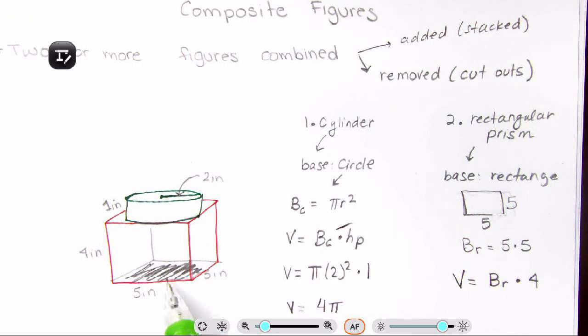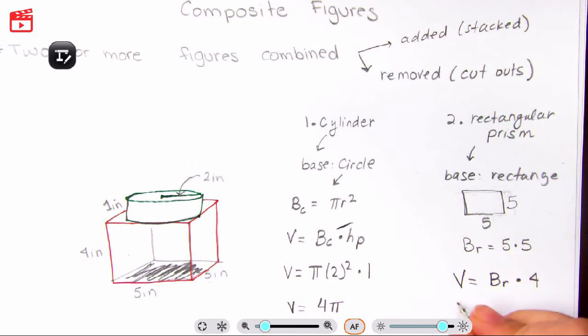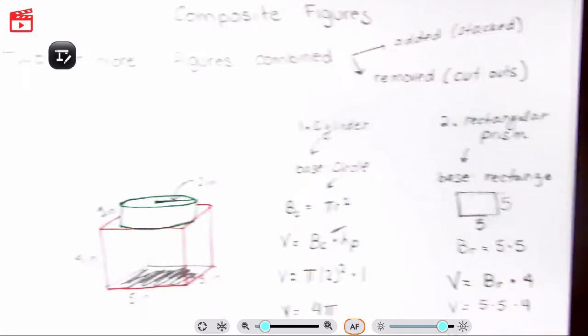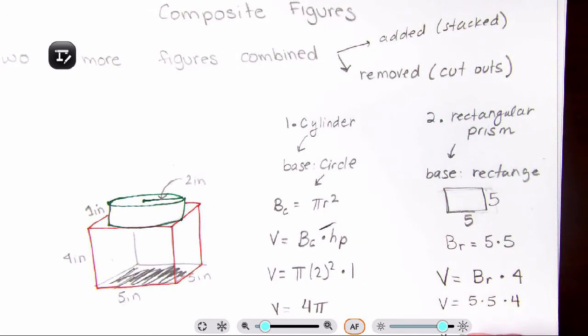And again, in a rectangular prism, the most complicated shape is a rectangle. So it doesn't matter which rectangle you choose. Just make sure you are accounting for the height of the prism. So we have 5 times 5 times 4. So what do we have? We have 5 times 5 is 25. 25 times 4 is 100.